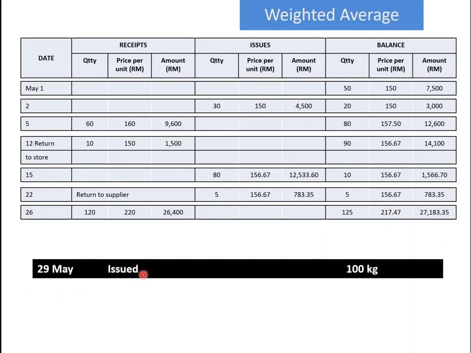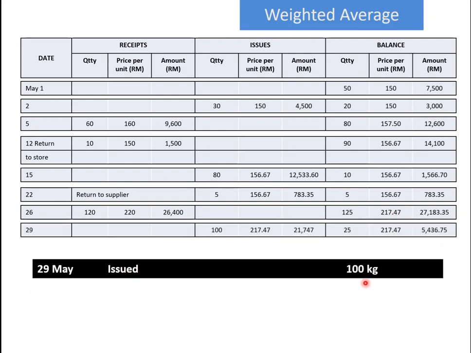On 29 May, issued 100 kg. So from 125, issued 100 kg at the price of 217.47, and then the balance is 125 minus 100, which is 25 kg at 217.47.